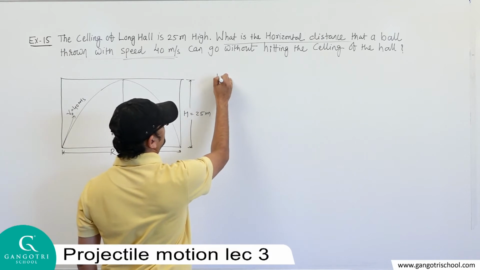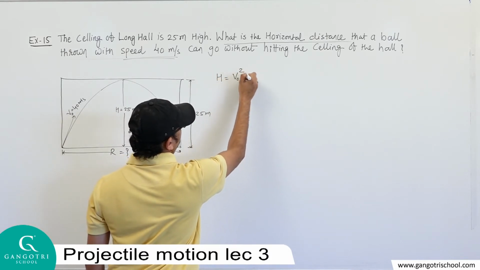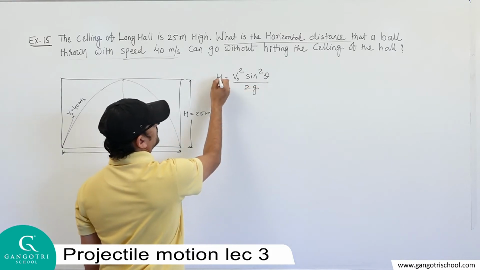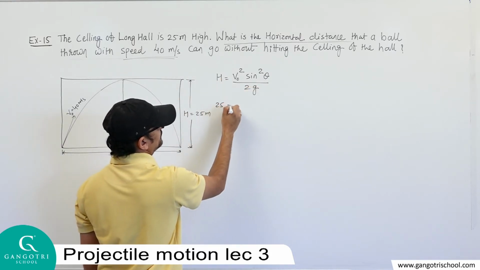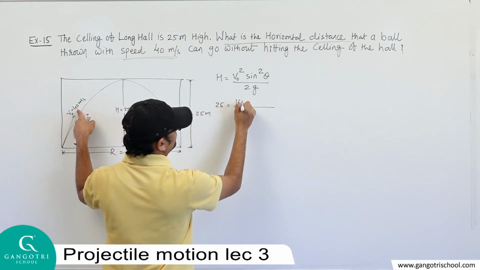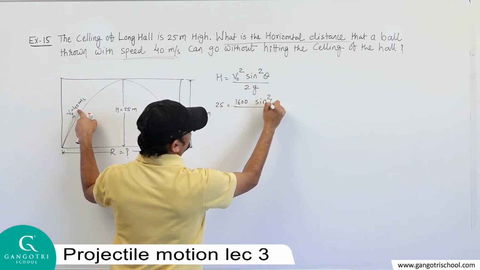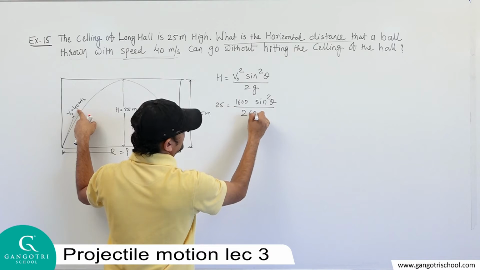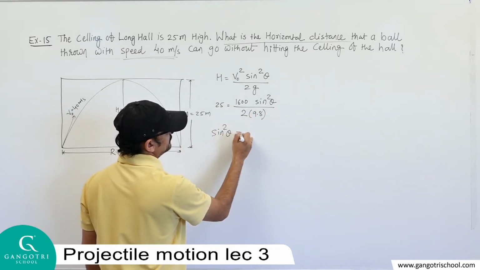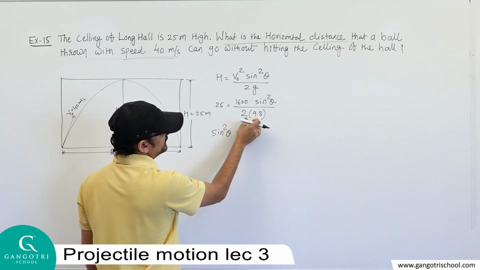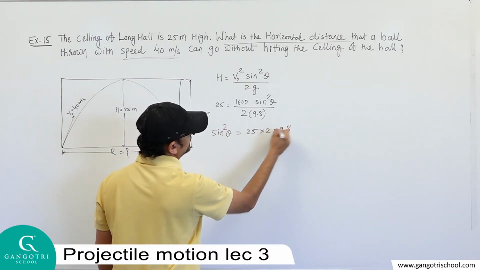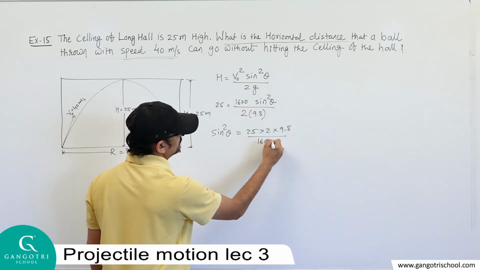We know the maximum height formula is V0 square sine square theta upon 2g. Maximum height, let's put 25. V0 square means 40 square. Square of 40 is 1600. Sine square theta upon 2g, 9.8. So sine square theta is equal to 2 and 9.8 multiplied with the 25. 25 into 2 into 9.8 divided by 1600.